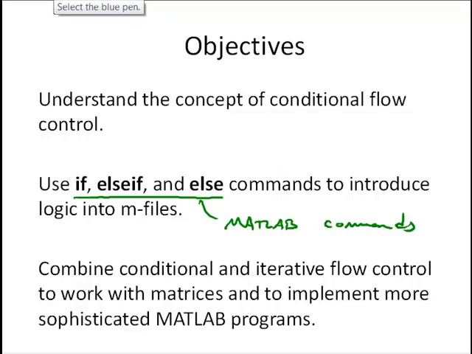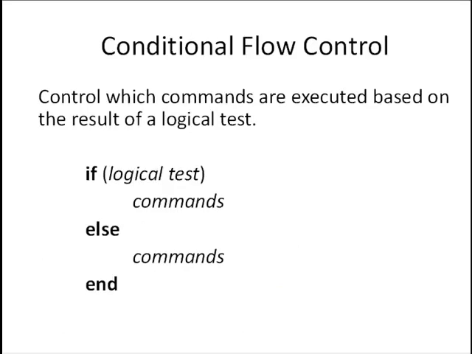And then what we'll do is look at combining conditional and iterative flow control. Remember, iterative flow control we talked about using for loops to work with matrices and to implement more sophisticated MATLAB programs. So let's look at the basic structure for a conditional flow control. The idea here is to control which commands are executed based on the result of a logical test.